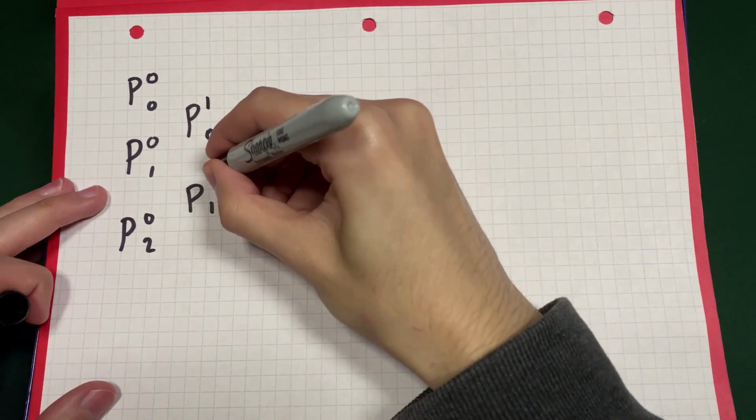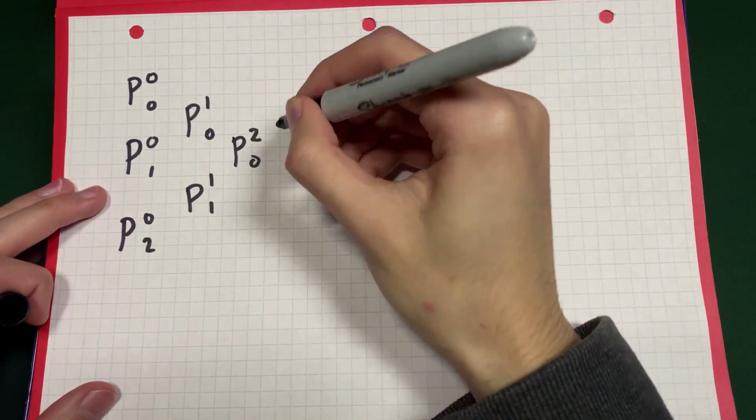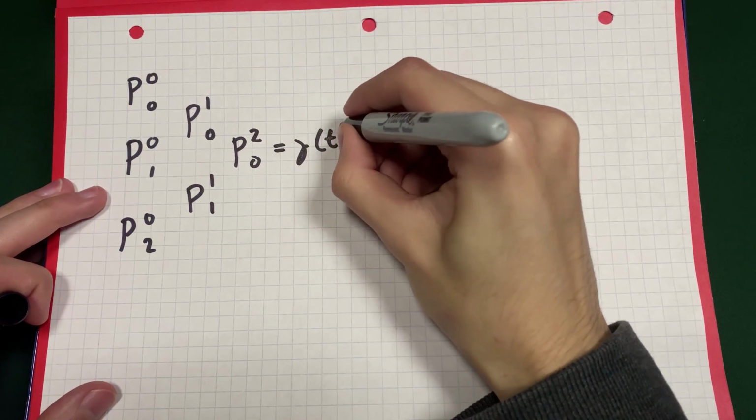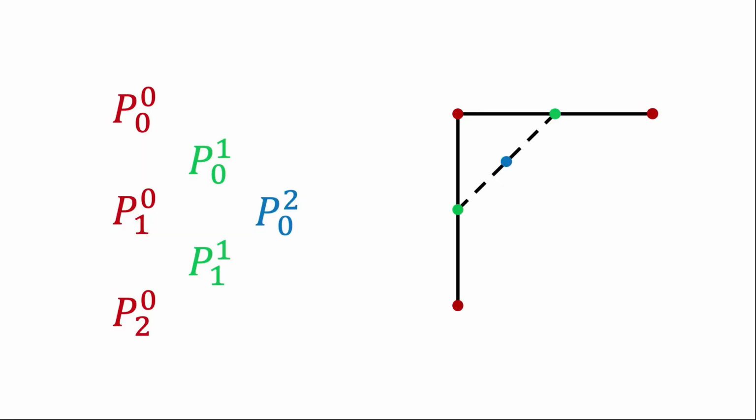I'll give these guys superscripts of 1. Do this until you have 1 point left, and that's your point on the Bezier curve. Call it gamma t. If we were to draw another set of points to represent this little table we made, you'd see the first column is our control points, the second is the points between them, then the final column is the 1 point between the ones from the second column.